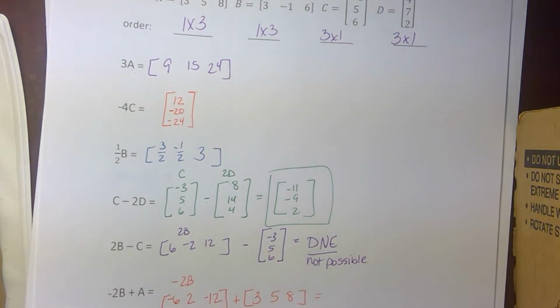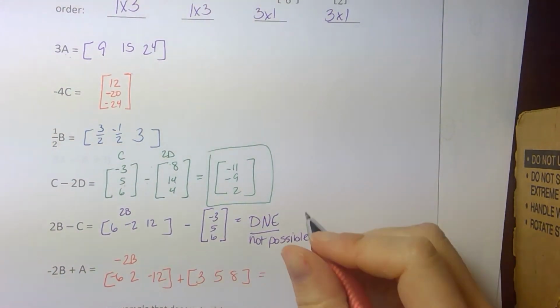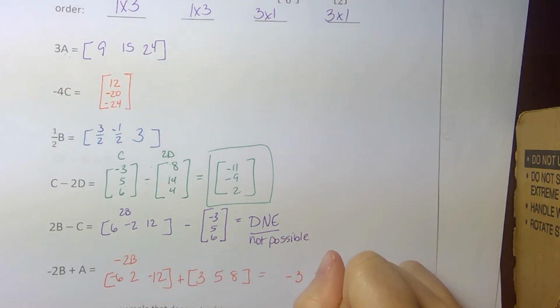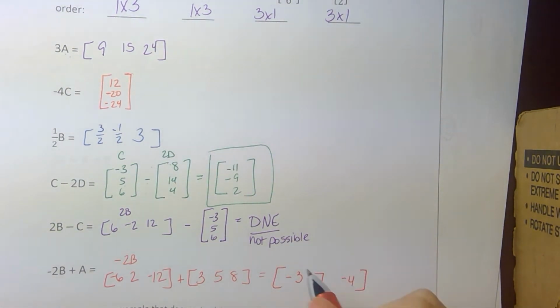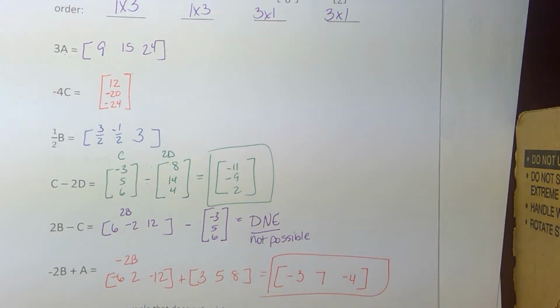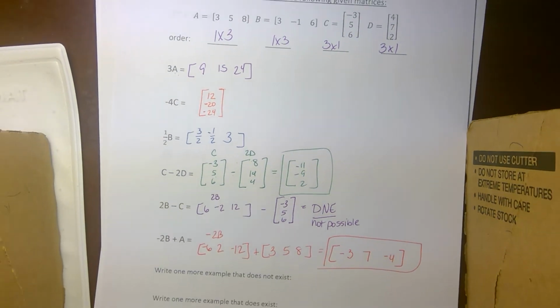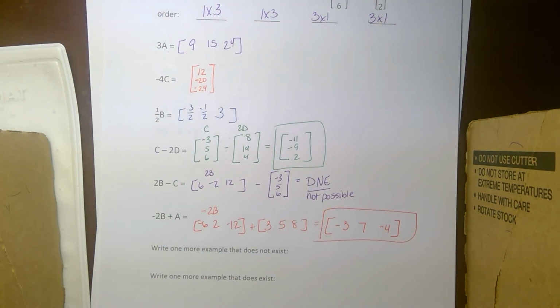So my result is going to be -3, 7, -4. That 1 by 3 matrix is my result. I have 2 more questions down here, and it challenges you to write examples for me.